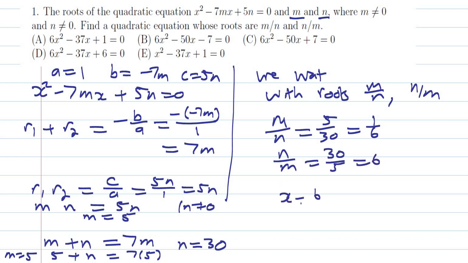So x minus 6 times x minus 1 over 6 equal to 0 has the properties. Can I get smiley faces that you guys see that the quadratic x minus 6 times x minus 1 over 6 equal to 0 has m over n as a root and n over m as a root. There are many ways to solve this question, but using the theory that we know the sum of the roots and the product of the roots and playing with other information, we get this.